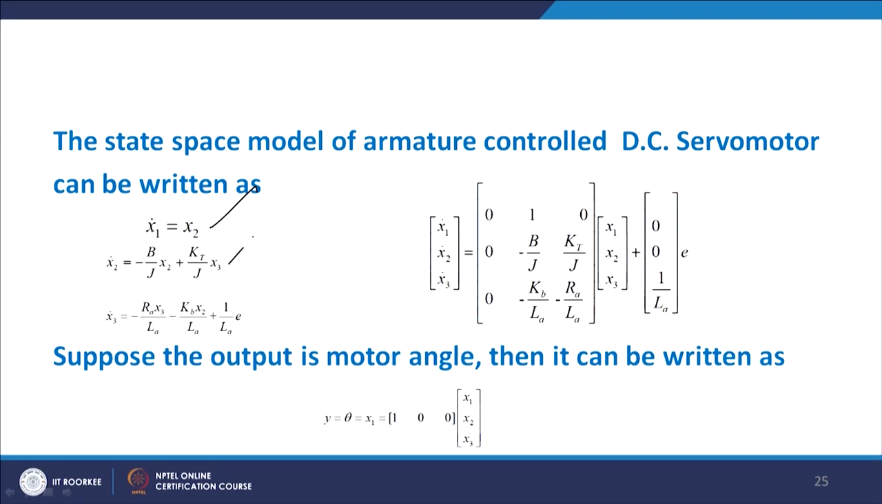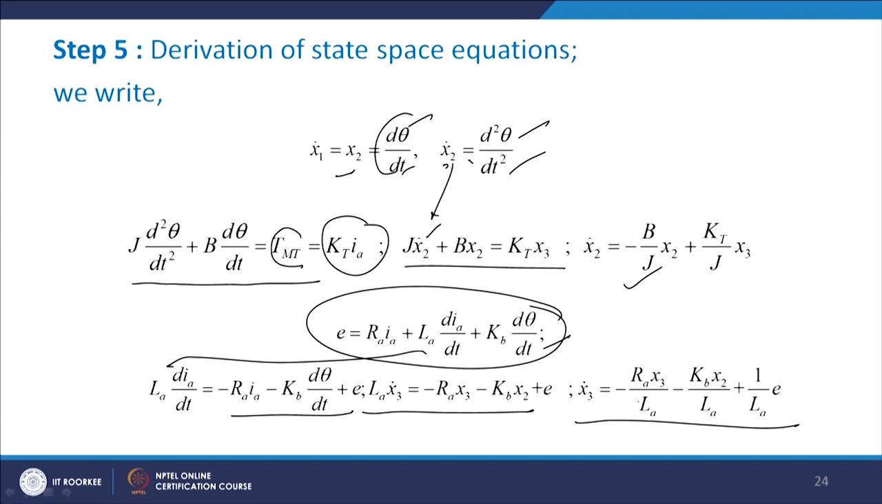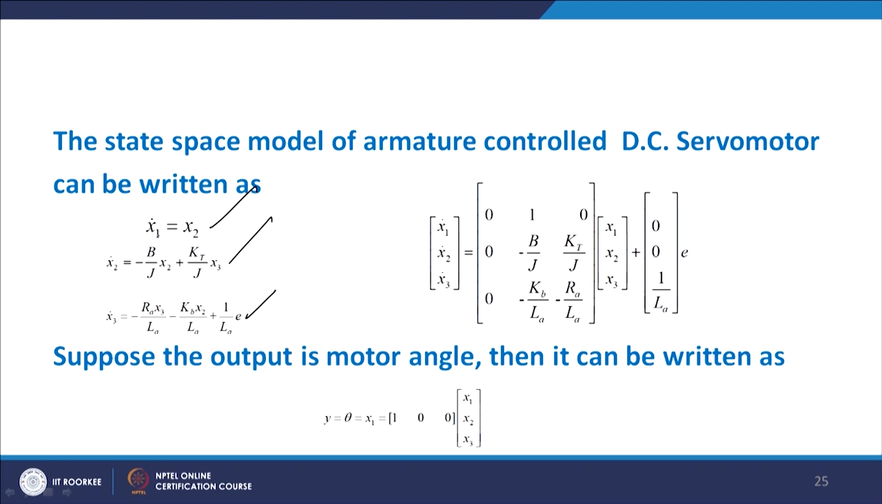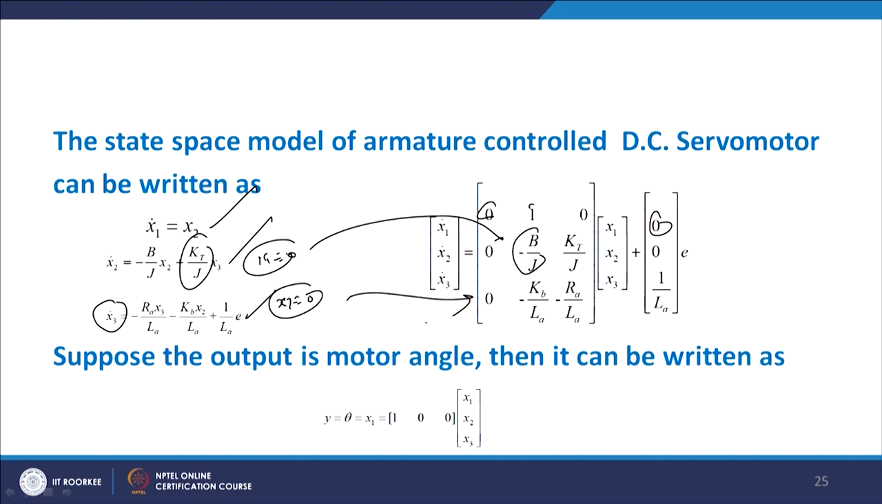So whatever we have determined here, x1 dot, x2 dot, x3 dot, we have written like this. From this, x1 dot equals x2, so here 0 1 0 and the input is 0. Then x2 dot equals minus b by j x2; the x1 term is 0, so it is 0, and here kt by j. Then x3 dot: is there a term of x1? Again the term of x1 is 0, therefore we replace it by 0. The term of x2 we have written as minus kb by la, the term of x3 as minus ra by la, and here 1 by la.